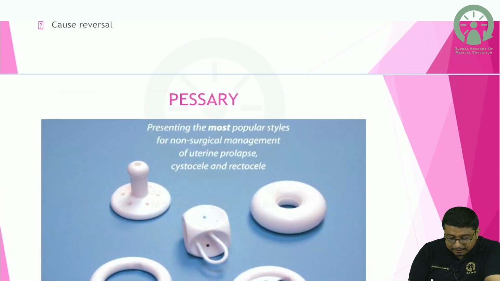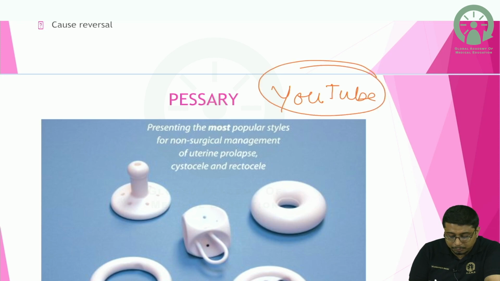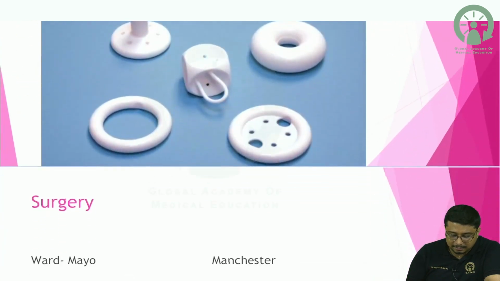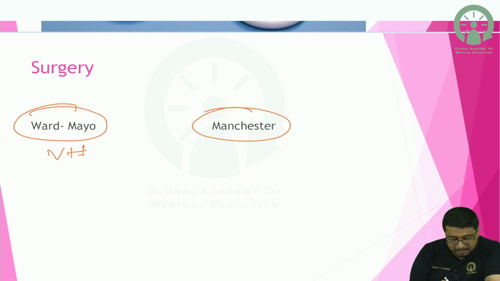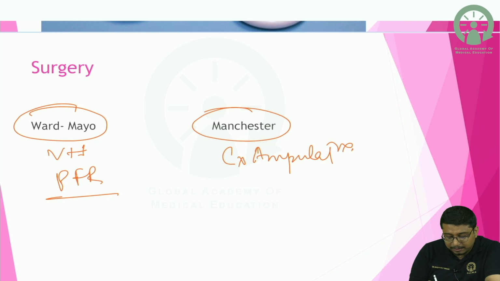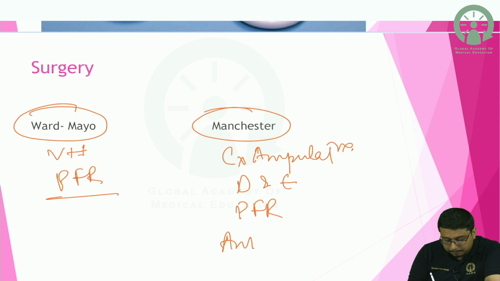So pessary, again there is a detailed video on pessary on my GAMEPG app YouTube channel, and you're encouraged to go and see that video. So what are the surgeries? Surgery is Ward Mayo versus Manchester. Ward Mayo is basically vaginal hysterectomy with pelvic floor repair, whereas Manchester is cervical amputation with pelvic floor repair with anterior plication of the Mackenrodt's ligament.